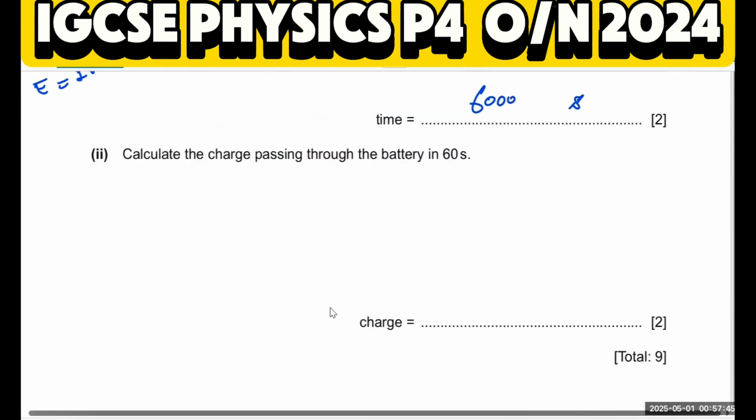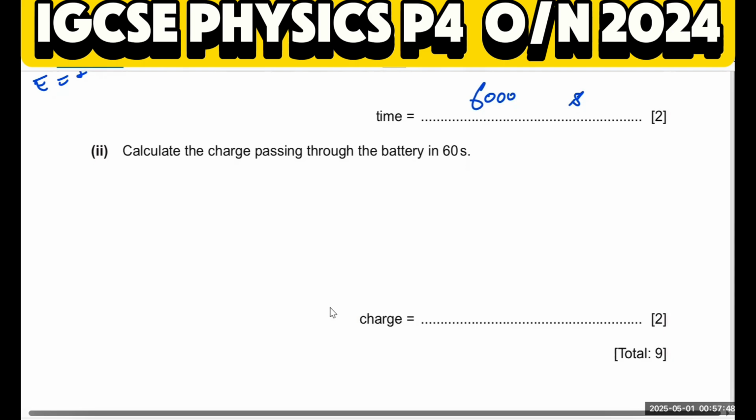Next question: calculate the charge passing through the battery in 60 seconds. So we need to find the charge, represented by Q, and we have a time and we have the current of the secondary. We'll use that. We know that I is equal to Q over T, so charge Q is equal to current multiplied by time. What was the current? 0.63 in the secondary, and time is 60 seconds. So we will get 38. What is the unit of the charge? That is coulomb.